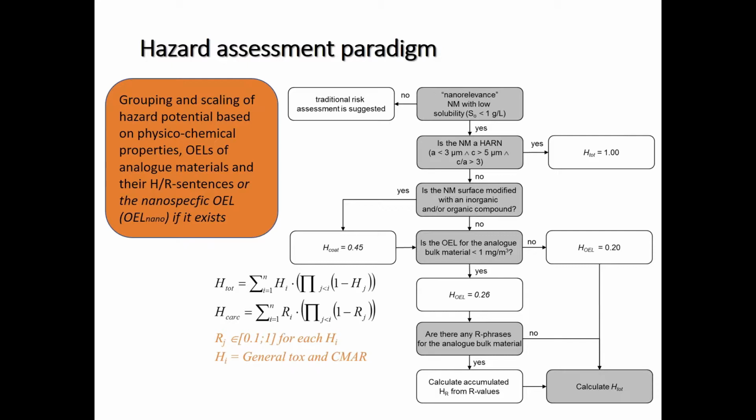And then we ask whether the analog bulk material has a high or low exposure limit. Here the dividing line is 1 milligram per cubic meter. If it's above, then we consider it a relatively low hazard material, and if it's below, we put it in the higher rank materials. And then we make a calculation based on the hazard phases of the material and come up with a final score, which can be between 0 and 1, where 0.2 is the lowest toxicity, and 1 is the highest toxicity that you can achieve. Next slide, please.